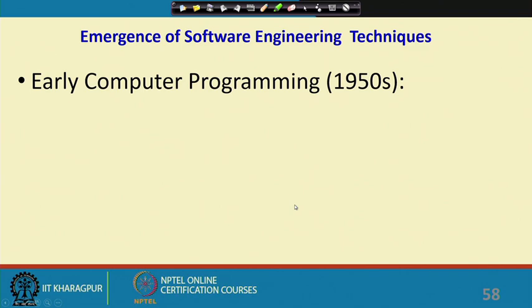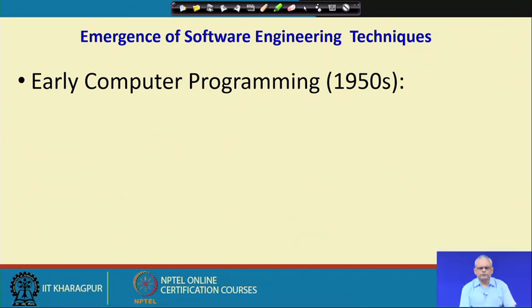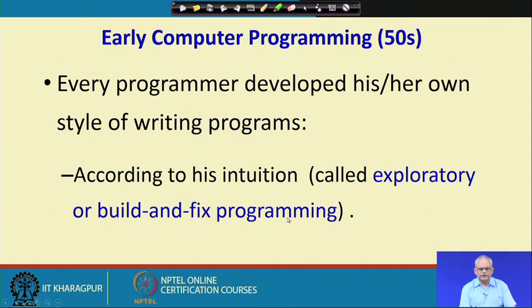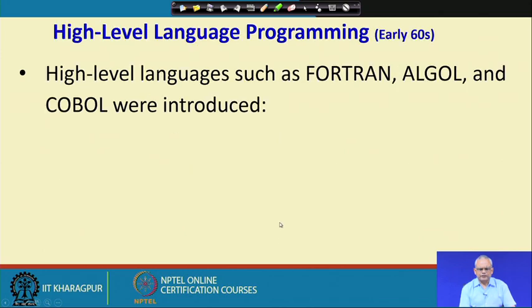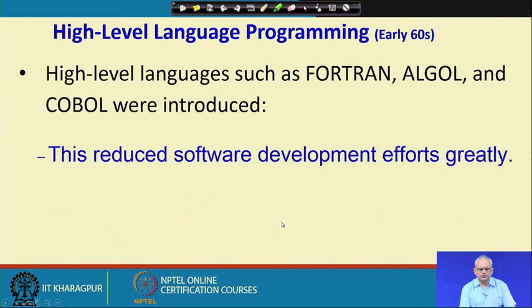In the 1950s was the early computer programming. The programs were small and they were written using languages like Fortran. Every programmer had his own style, that is basically build and fix programming. Every program was developed according to the intuition of the programmer, what suits the programmer. Languages like Fortran, Algol, COBOL were used later.